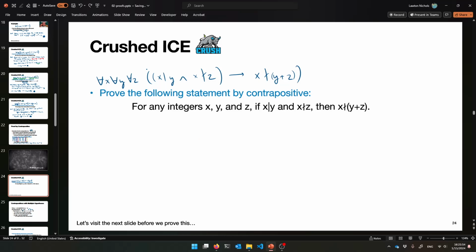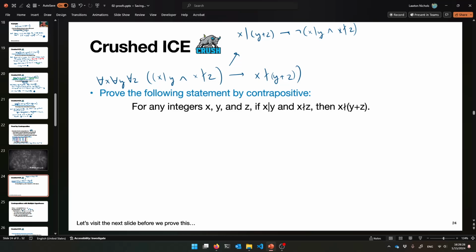Let's do the contrapositive in the weird way now. So let's negate the conclusion always, right? Another way to do that, like the normal way, would be negate the conclusion, which is now x divides y plus z. And that implies the negation of the whole hypothesis. That's negation of x divides y and x does not divide z.